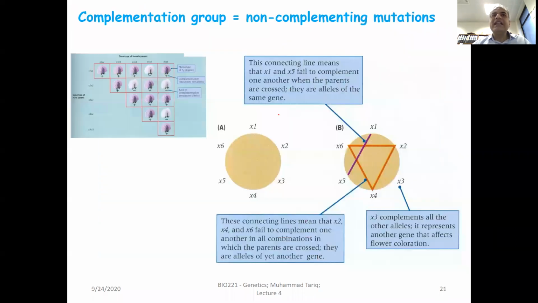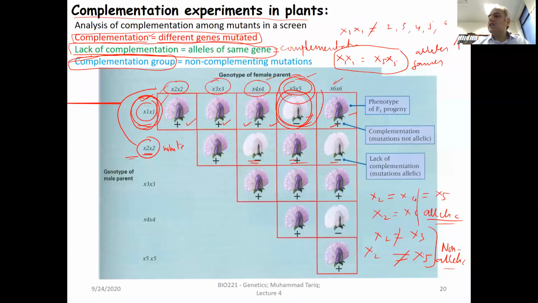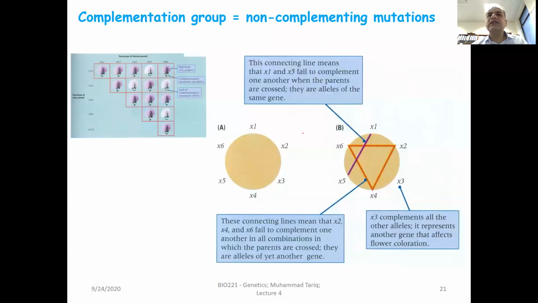And how do we represent them? We had how many? We had X1, 2, 3, 4, 5, 6. Now, this whole table can be summarized like this. In a circle, you draw X1, 2, 3, 4, 5, 6. Now, the ones which are connected with one another, for example, X1 and X5, these are a complementation group.